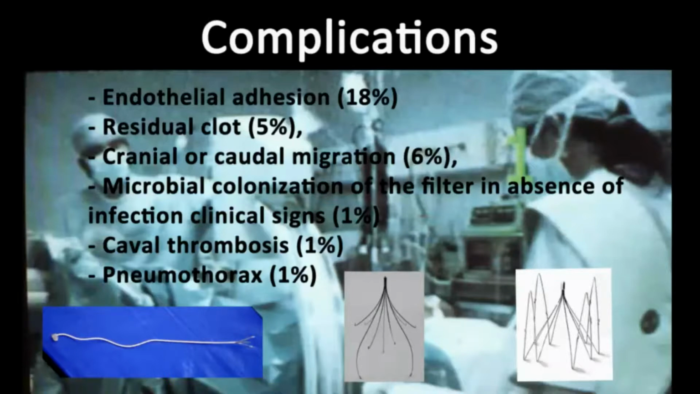Endothelial adhesion, residual clot, cranial or caudal aggression, microbial colonization of the filter in absence of infection clinical signs, caval thrombosis, and pneumothorax were reported. Deep vein thrombosis was reported as early complication in 8% of cases. All patients with deep vein thrombosis had a temporary or optional filter implanted. In our cohort, however, definitive caval filters were reserved only to 32% of patients, and they were not associated to deep vein thrombosis as complications.